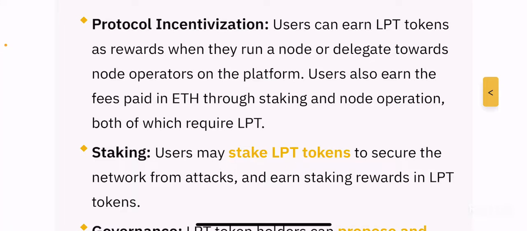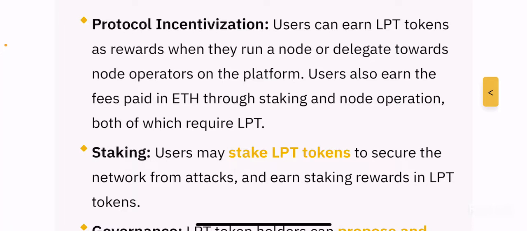So there's a little bit of information that we need to decipher here. Protocol incentivization is something that we touched upon a few seconds back when we were talking about LPT being the native utility token. What it basically does is you can earn LPT tokens in the form of rewards when you run a node, or when you delegate your tokens to run a node. You basically get rewarded in LPT tokens on the Livepeer platform, right?